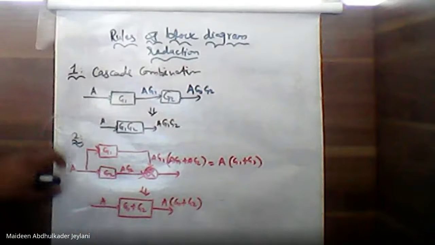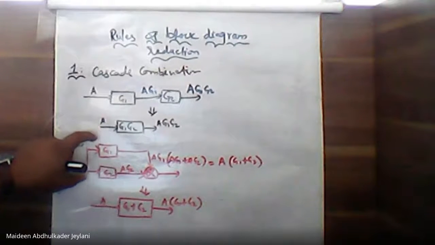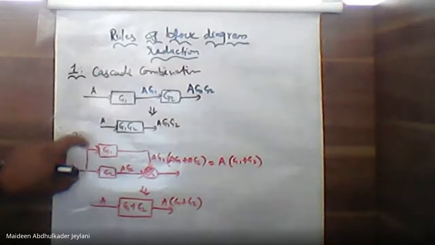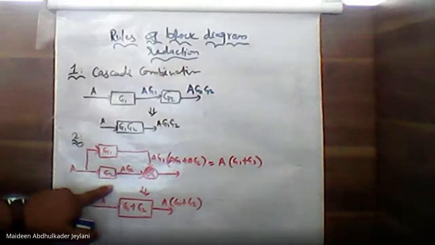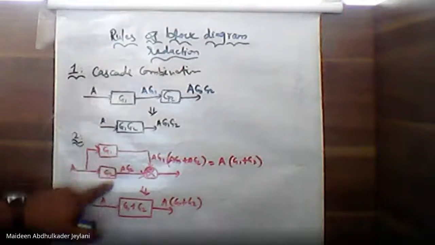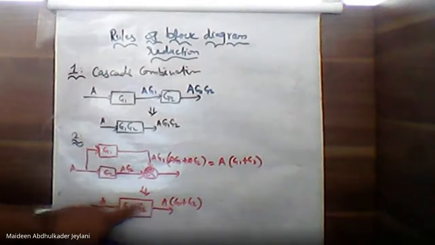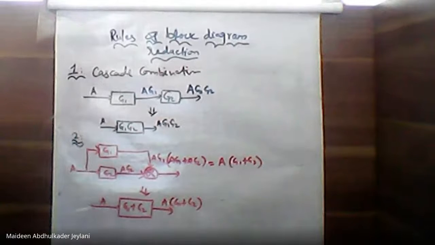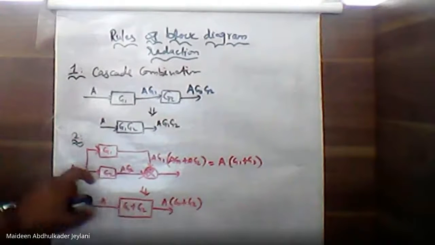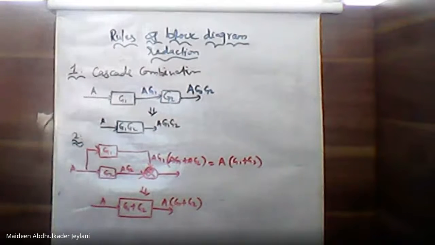So if you have a parallel combination and you are in a situation to reduce it, this is how you can reduce it and how you can write the system equation. After reducing, you can add both the blocks, G1 plus G2, into the input of the block. Clear? A into G1 plus G2. We can draw it in a single block. Clear? And rule number 3.